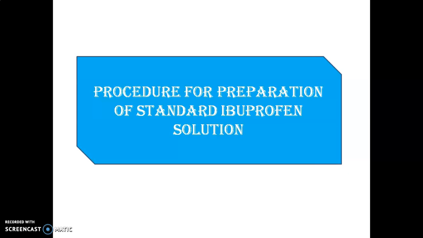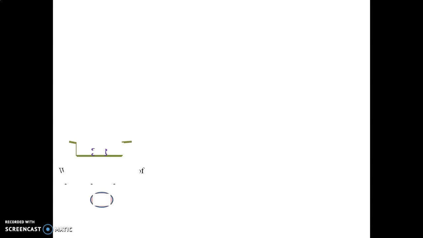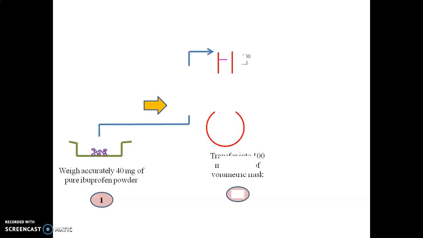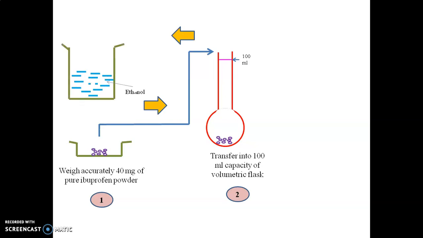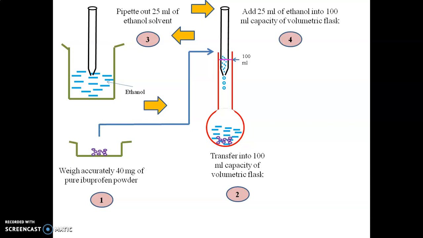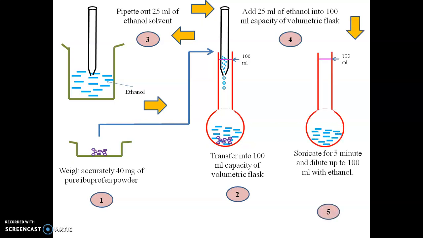Now, in the similar way, we have to prepare the standard ibuprofen solution. For that, weigh accurately 40 milligram of pure ibuprofen powder, transfer into 100 ml capacity of volumetric flask, then pipette out 25 ml of ethanol solvent, transfer into the same volumetric flask, sonicate the solution for 5 minutes and dilute up to the 100 ml with ethanol and make label on that as a stock solution of ibuprofen. After that, mix well and filter with a Whatman filter paper.